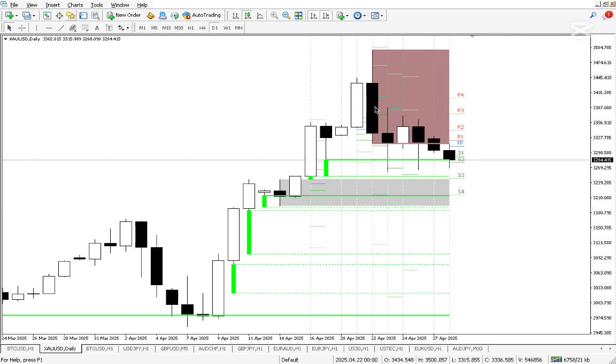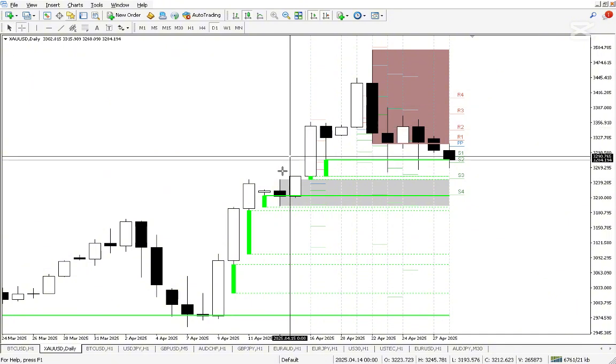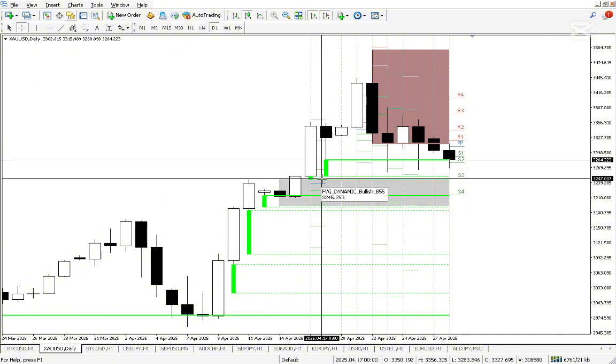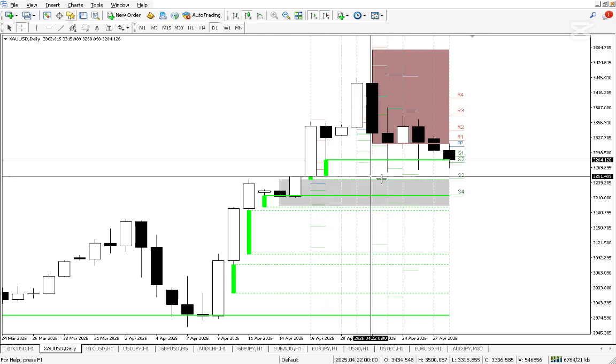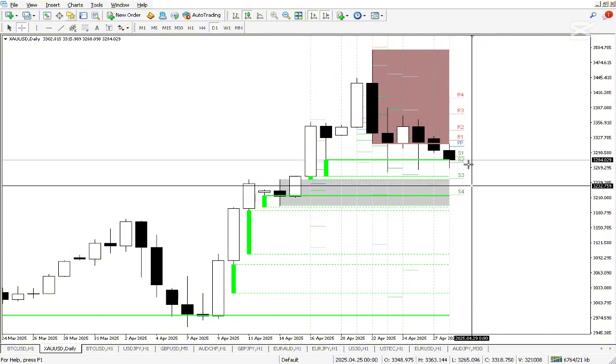Okay, so this was Monday's candle, Tuesday's candle dropped and then tapped into it, and now it is a sell continuation. Now the question is, until when or where will price continue to drop? So price will continue to drop all the way down here. Okay, this is 3,246, so 3,246 is where we expect price to drop all the way to.